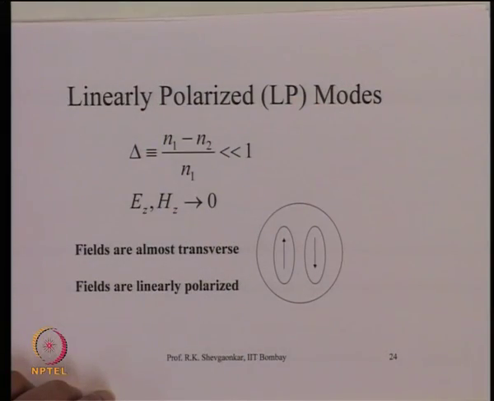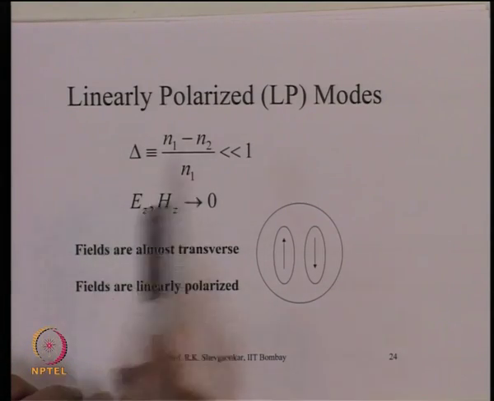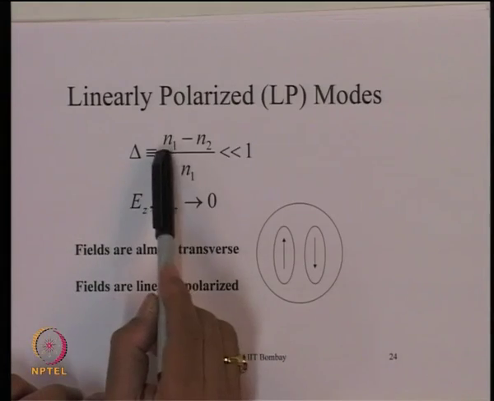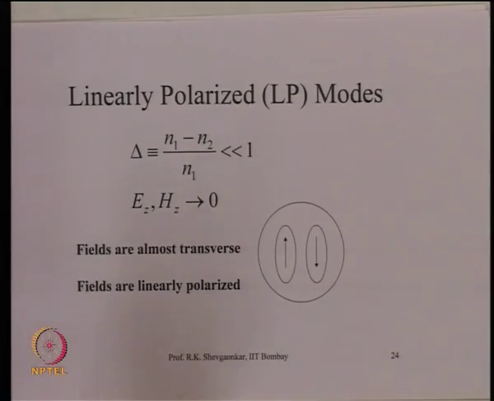So, in practice, we have this quantity called delta, which is defined as (N1 minus N2) upon N1. That quantity is much less than 1, because N1 is very close to N2. And imagine a situation, suppose N1 was exactly equal to N2. That means there is nothing like core or cladding now. You are having only one medium with one refractive index. And if the light has to propagate in this medium like an electromagnetic wave, since there are no boundaries now, the light will propagate like a transverse electromagnetic wave.